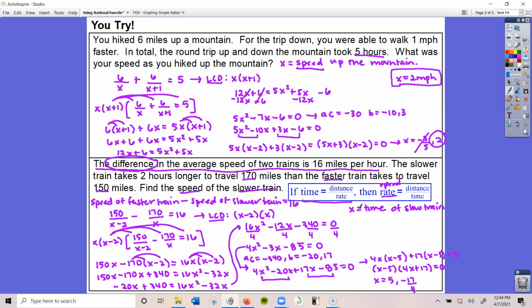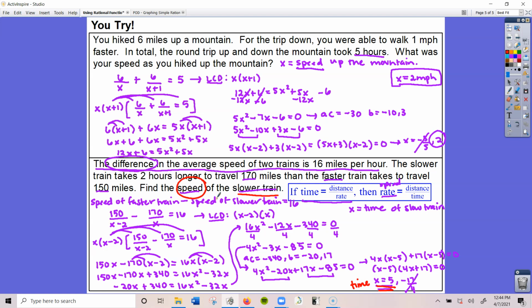But keep in mind that x represents the time of the slower train. Time. So we cannot have negative time. So x is equal to 5. Now we think we're done, but we're not quite there yet. The question was asking for the speed of the slower train, not the time. This is the time of the slower train.